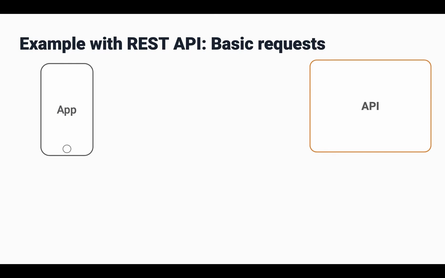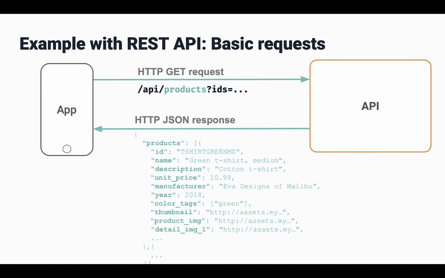Let's take a look at a very basic REST API call. The application sends an HTTP GET request to the server endpoint, in this case for products, and including the product IDs of the items in the cart. The API server sends back a JSON response with an array of product objects. You'll notice that this response includes a lot of fields that aren't being used by the cart component. This is a common situation with REST APIs known as overfetching.